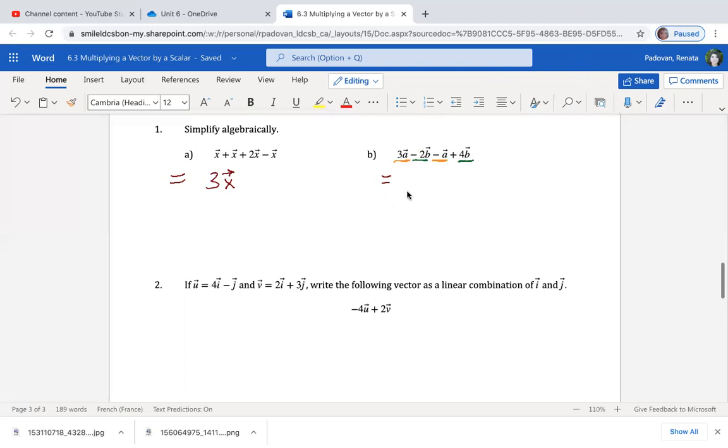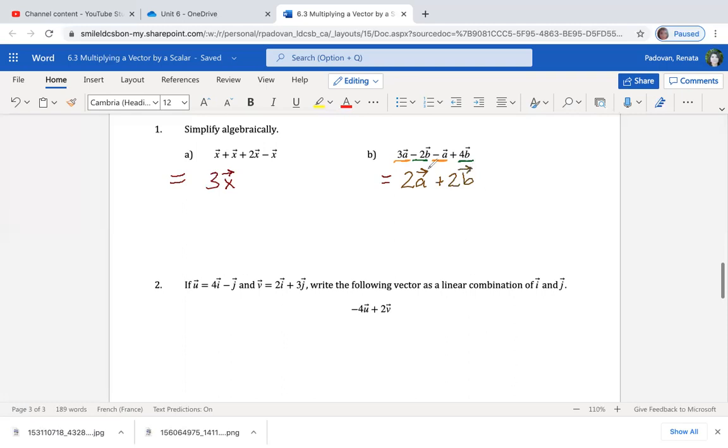So that would end up equaling what? My orange, 3A's minus 1A would be 2, a constant multiple of 2 times vector A. And I don't know if it's plus or minus yet, so let's look at my greens. Negative 2 plus 4 would be positive 2 of vector B's.